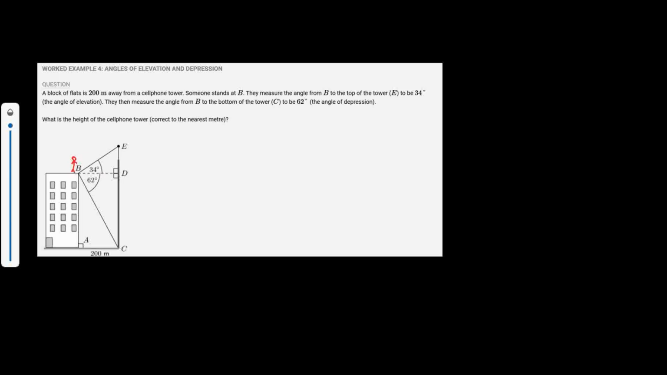Thereafter, it goes on to say, they then measure the angle from B to the bottom of the tower C to be 62 degrees. That's what we call the angle of depression, because you're looking down and it's forming the angle of 62 degrees. What is the height of the tower? Correct to the nearest meter. Again, very interesting. Okay, so let me write on this blank space here.